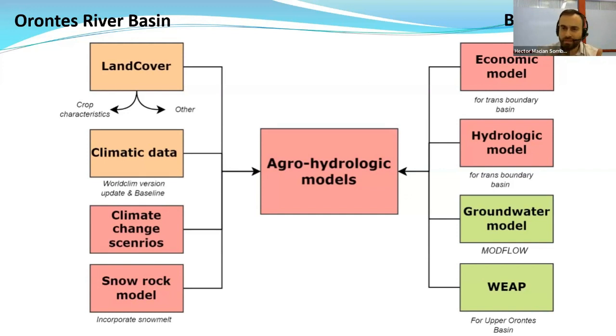And then we will include a current economic model for the transboundary part of the basin, and a similar hydrological model. And the idea is to use this to feed agrohydrological models to find out the future scenarios in terms of what can be cropped, what the production will be, and which future droughts the agricultural systems might suffer, in order to provide better assessments and define the need for adaptation scenarios.